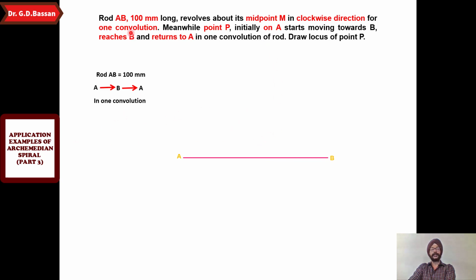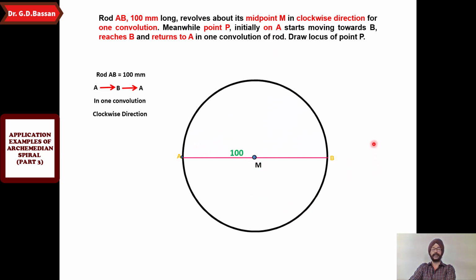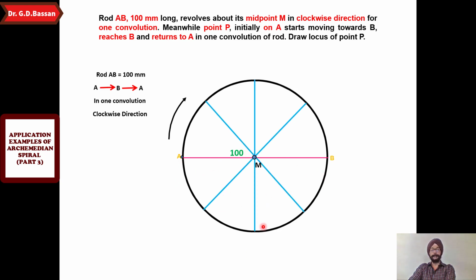Okay. Now draw a line AB equal to 100 mm. Find out the midpoint M and complete the circle. The method is almost the same as what we did in the previous slides. Now divide the circle into a number of equal divisions. As it is moving in the clockwise direction, give the numbering also in the clockwise direction. So that is A1, A2, A3, A4 up to A8.